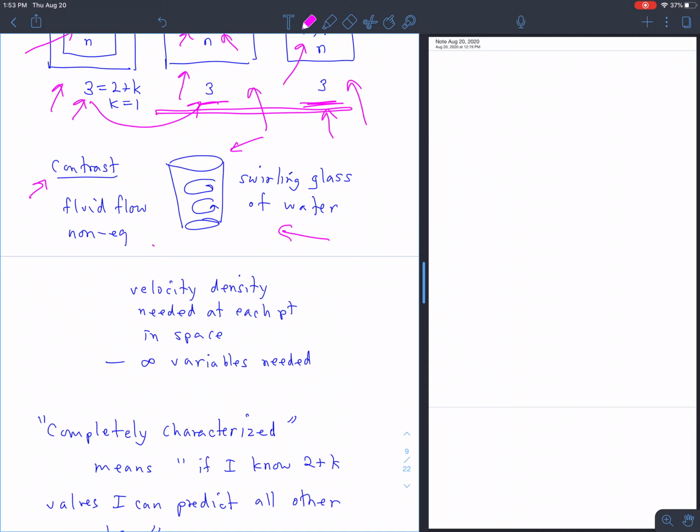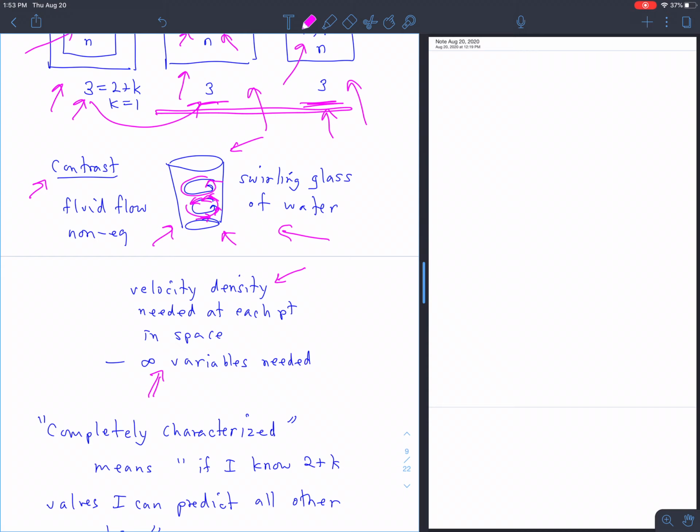In this case, if we want to know the state of this non-equilibrium swirling glass of water, what do we need to know? Well, we need to know how fast the water is moving at every point in space. We need a little velocity vector. We need to specify that velocity vector at every point in space. We need to probably specify the density at every point in space, too. And since there's basically an infinite number of points in space, or some very large number, even if we're going to coarse-grain the problem a little bit, there's a huge number of variables, in principle an infinite number of variables, that are now needed to describe even this very simple non-equilibrium situation.